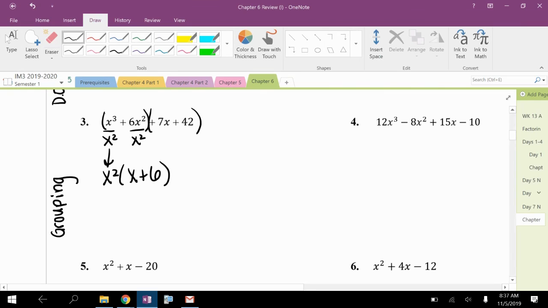The next group, what is the GCF of 7x and 42? 7x. Not x, but 7. You are right with the 7. So I'm going to divide each piece by a positive 7. And again, I'm going to write that on the outside. Whatever the GCF is, it goes on the outside of your parentheses. And that leaves me with x plus 6, and we're almost done.